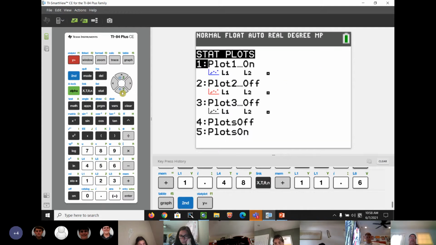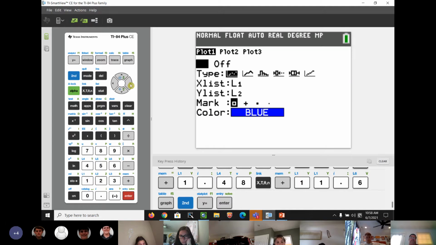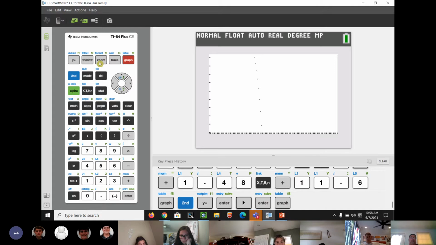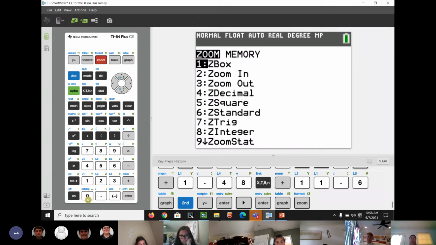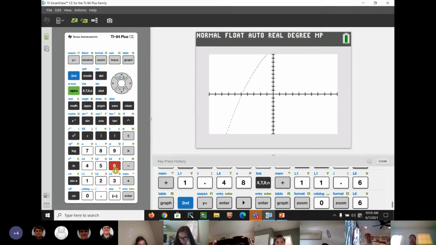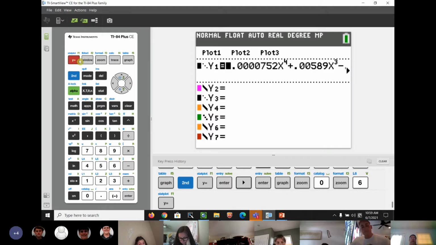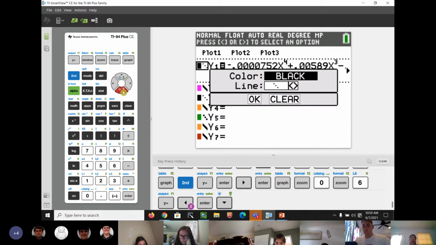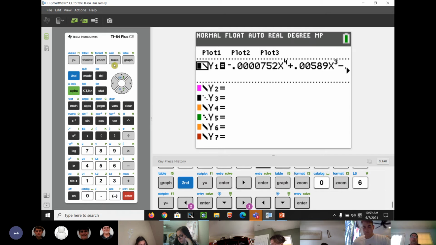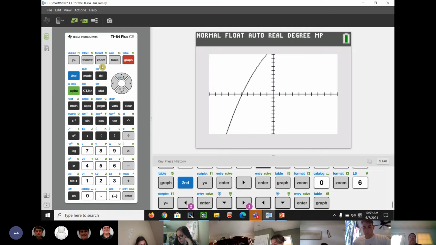Turn off your stat plot. Do a zoom fit. Do a zoom standard. Well, we're going to have to zoom out a little bit. I need to go back and change that to a regular line. And graph. And zoom out.